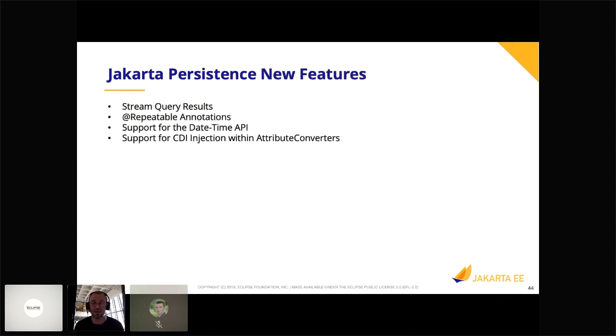Jakarta Persistence does have some new features that were brought to the API in the later releases. You're able to stream query results now by returning a stream using the getResultStream method on the JPA interfaces of Query and TypedQuery. Mark annotations as repeatable by using the Repeatable annotation. This allows more than one of the same annotation to be used multiple times in a class or attribute without using a container annotation. Also, the date-time API is now supported in Jakarta Persistence, along with the ability to utilize CDI injection within your attribute converters.